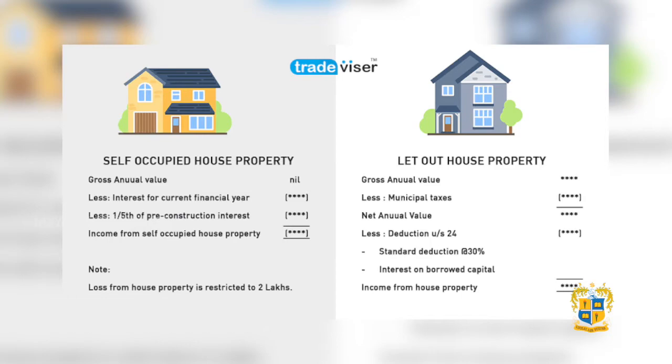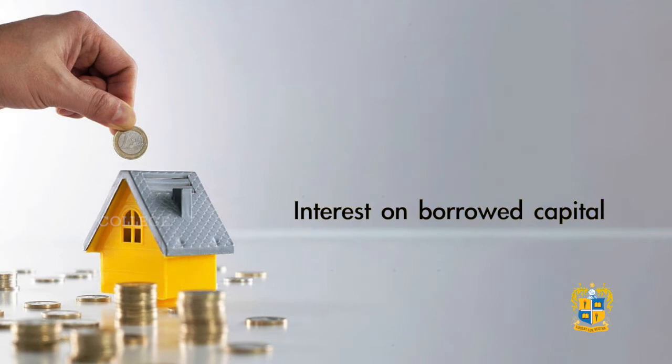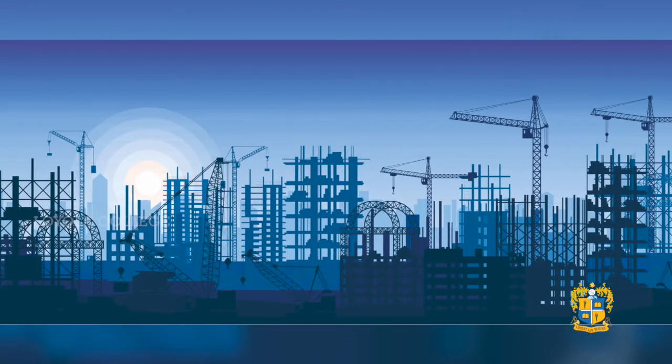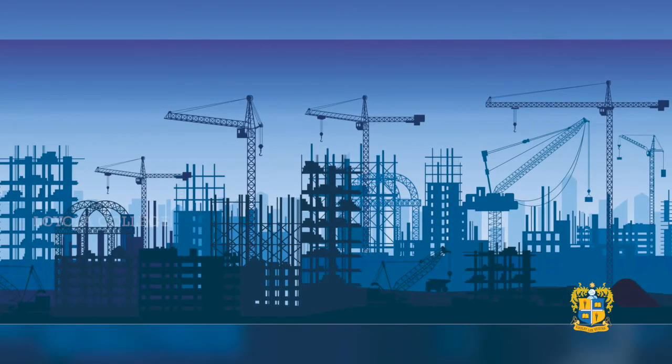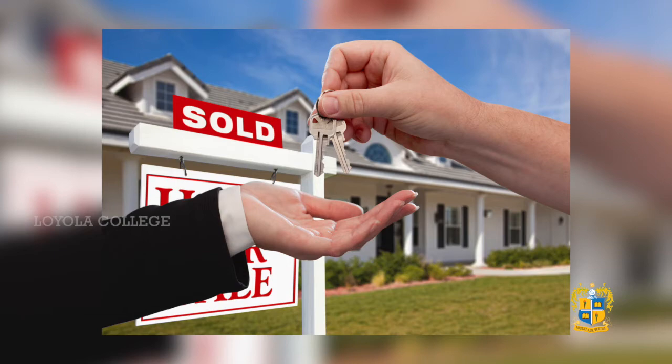The second deduction is interest on borrowed capital. For a deemed or let out house, there is no limit, and it can be claimed for construction, purchase or repairs. Now for self-occupied house, it is divided into two. If the loan is taken before 1/4/1999, then the person can claim a limit of only 30,000 rupees, and it is used for purchase, construction and repairs.